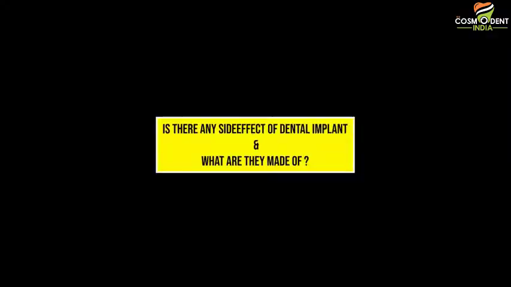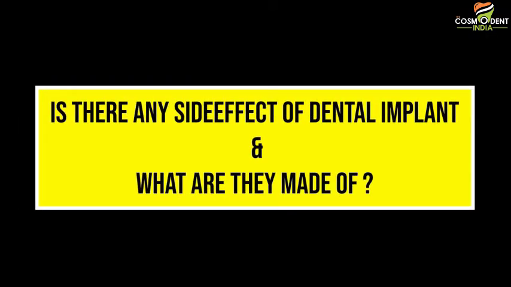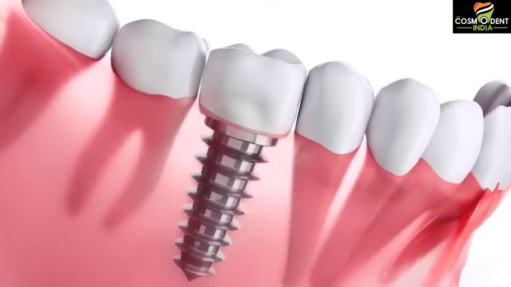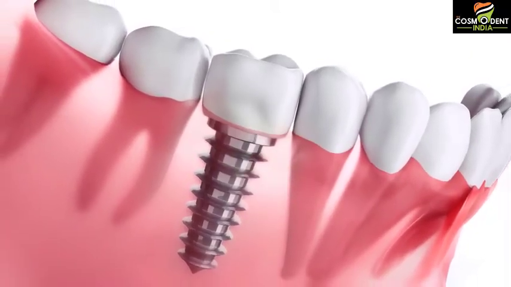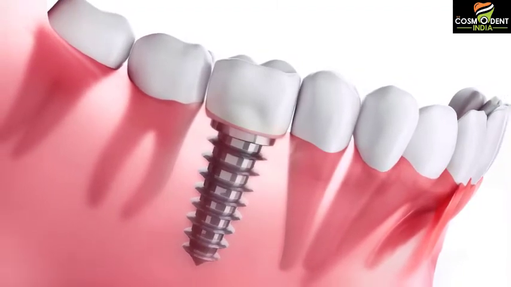The second question which people commonly ask, are there any side effects of dental implant? What is dental implant made of? Basically, dental implant is made of titanium. Inside a body, if you need to place any implant to join the bone, for example if you have a fracture, titanium screws are used. They don't have any side effect.